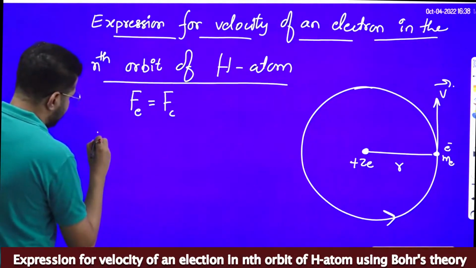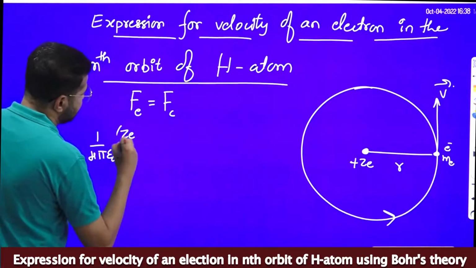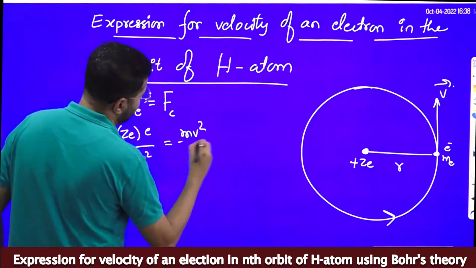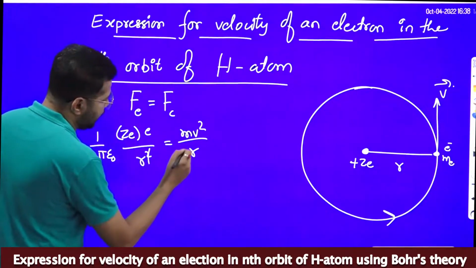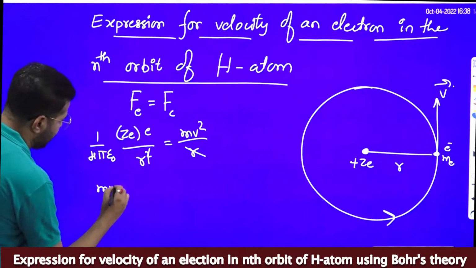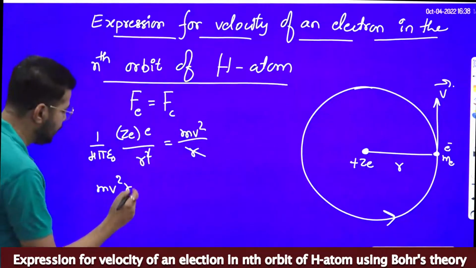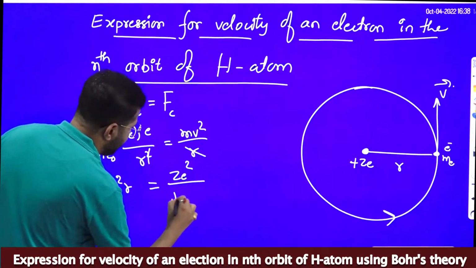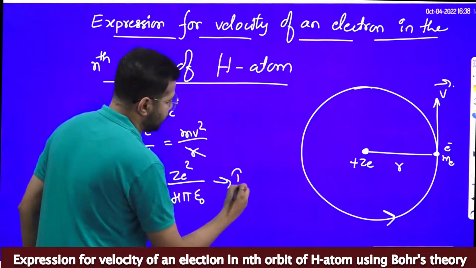So, what happens? 1 by 4 pi epsilon naught into Ze into e divided by r square is equal to m v square by r. Now, this r and this r get cancelled, so we can write the equation m v square r. Here m v square is there, and this r I will bring here: m v square r is equal to Z e square divided by 4 pi epsilon naught. I will name it as equation number 1.